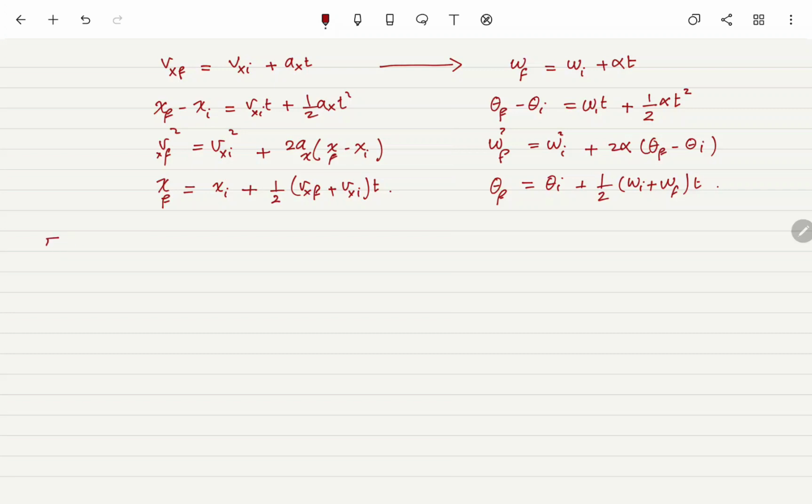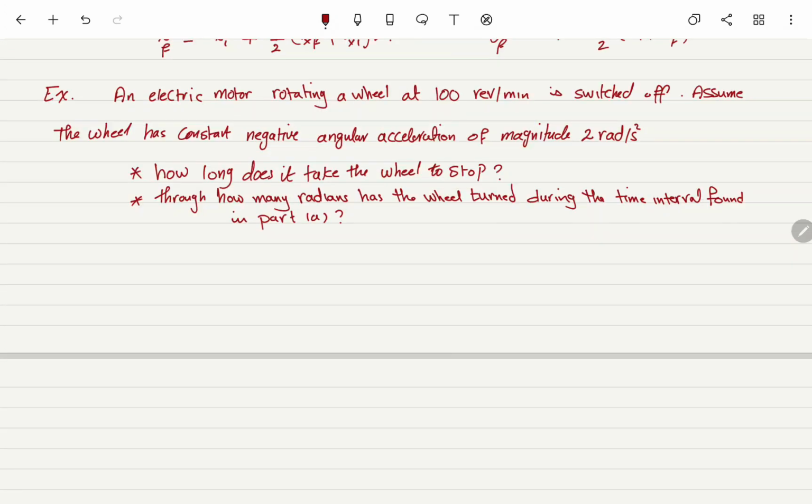Let's have an example here. An electric motor rotating a wheel at 100 revolutions per minute is switched off, assuming that the wheel has constant negative angular acceleration of magnitude 2 rad per second squared. Now the questions: how long does it take the wheel to stop, and through how many radians has the wheel turned during the time interval found in part 1?